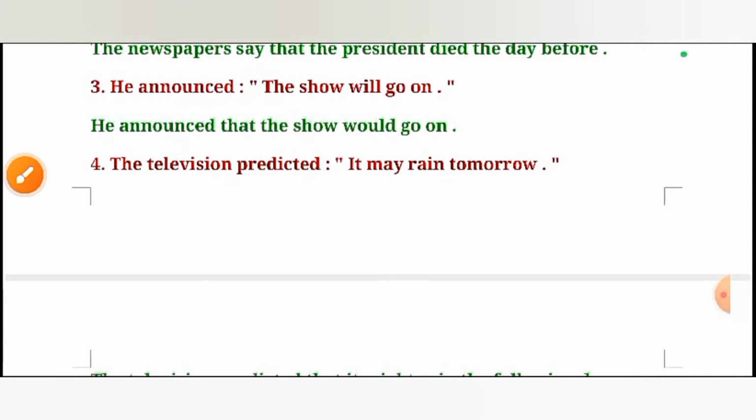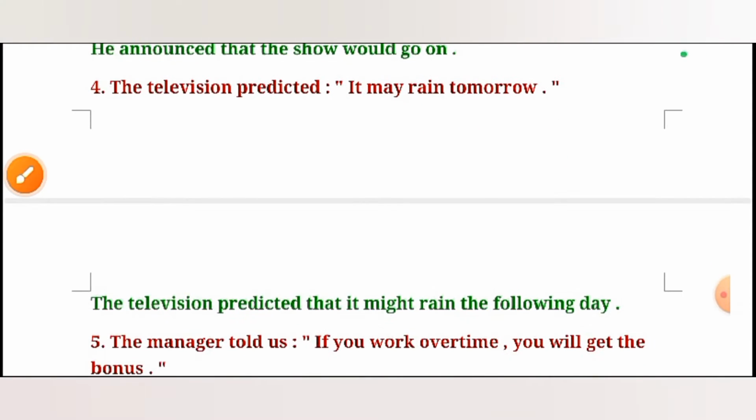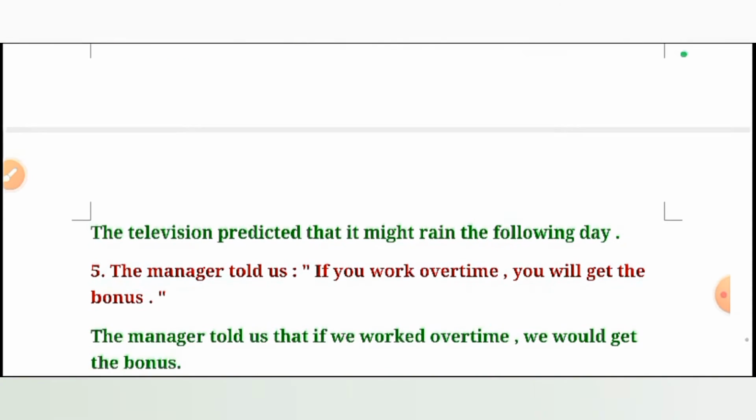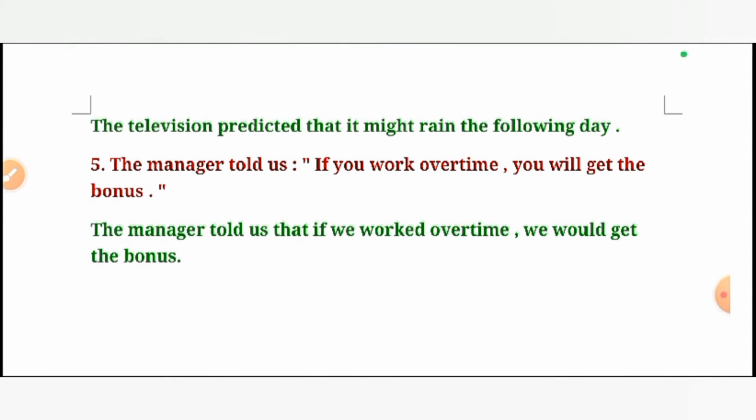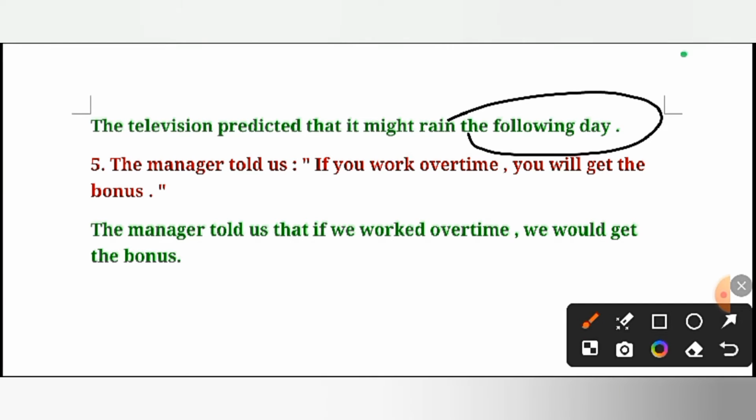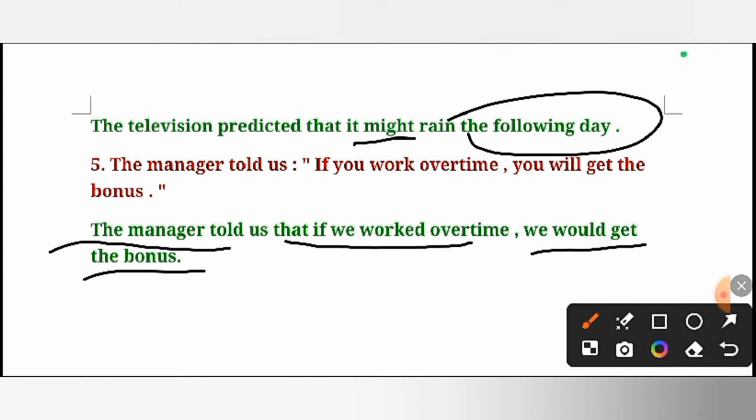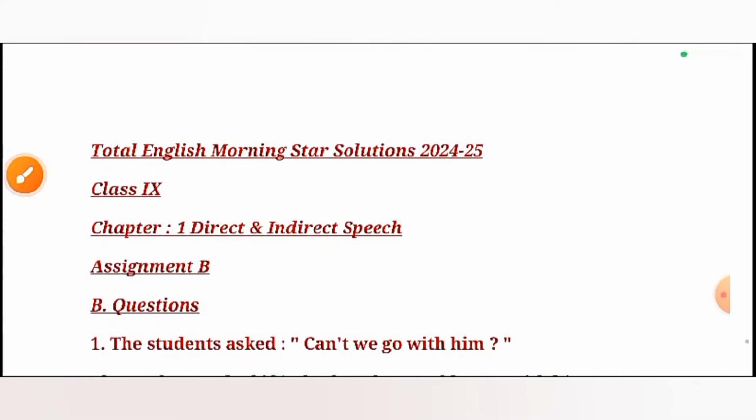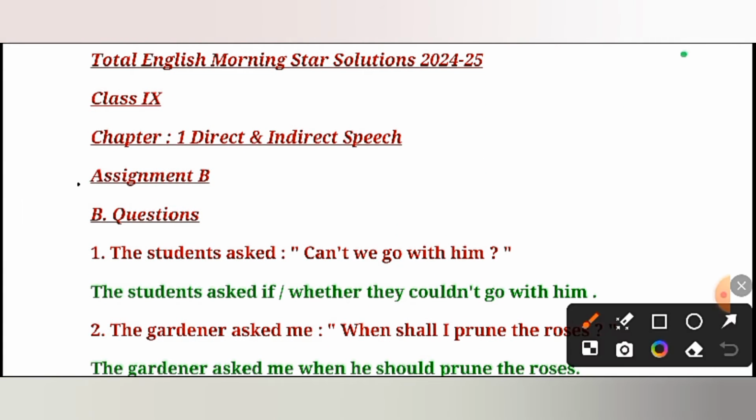Clear? Question number 4. The television predicted it may rain tomorrow. So that will be, the television predicted that it might rain the following day. Tomorrow shall be changed into the following day and may will be changed into might. Number 5. The manager told us, if you work overtime you will get the bonus. So the manager told us that if we worked overtime we would get the bonus. Clear? Now assignment B, that is based on questions.